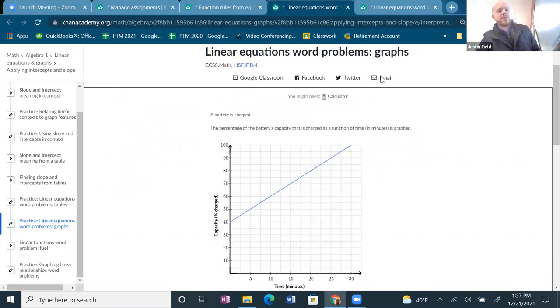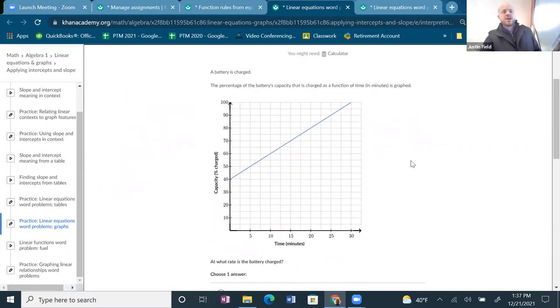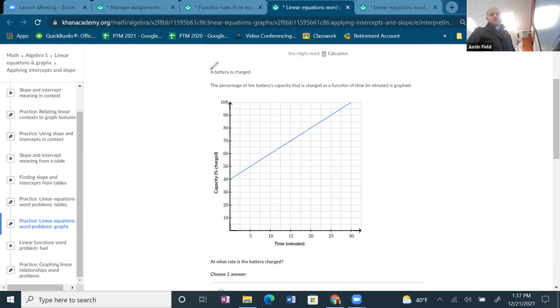Okay, a battery is charged. The percentage of the battery's capacity that is charged as a function of time is graphed. All right. So this is very important because we have been graphing lines, and now we want to actually know how to use the stuff we've been doing. Otherwise, why learn?